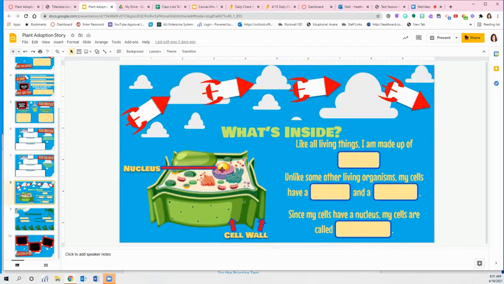Next up, let's take a look inside the cell of your plants. You're going to fill in the boxes, okay? Here is a picture of a plant cell. Two key things that are very important. They all have a nucleus, and plant cells all have this cell wall structure. That's what sets them apart from animal cells. So fill in the blanks here.